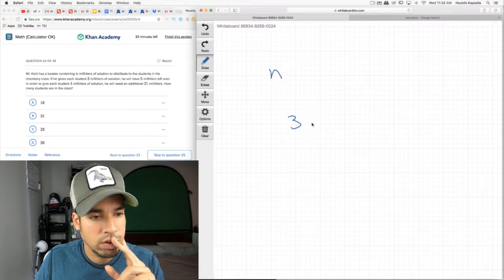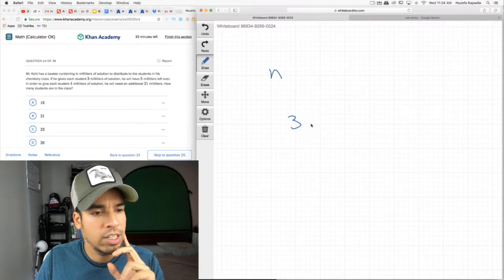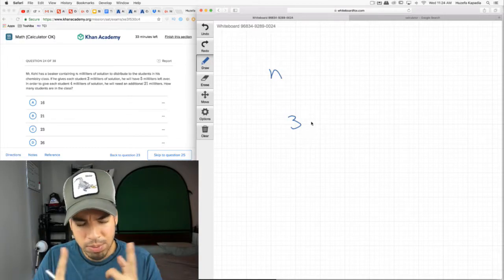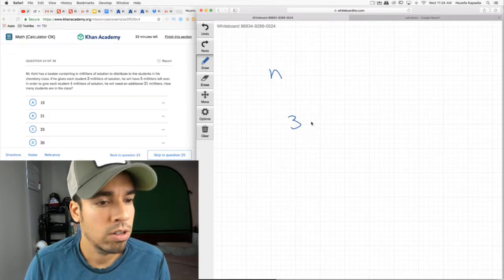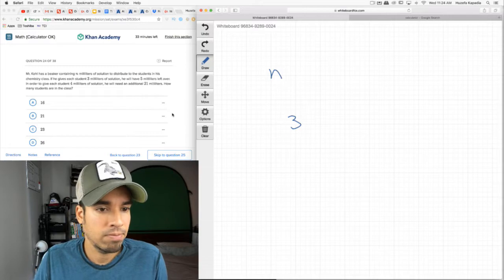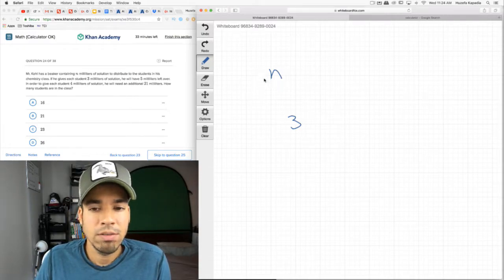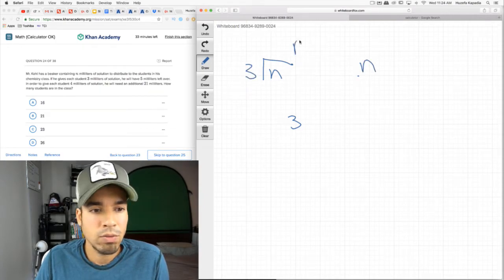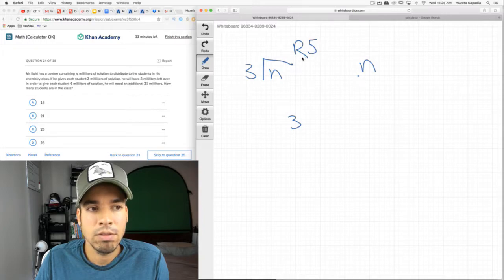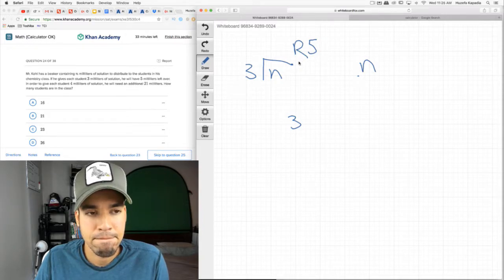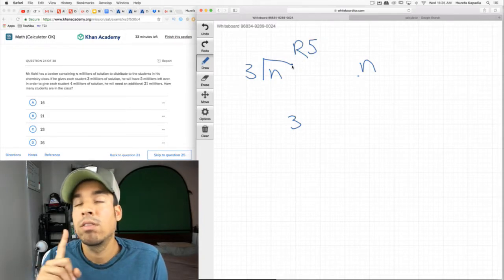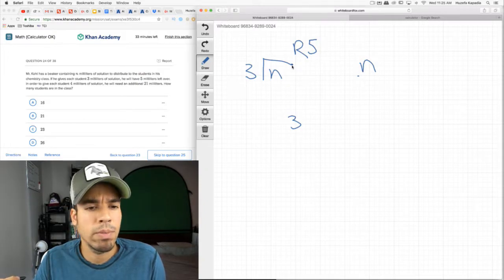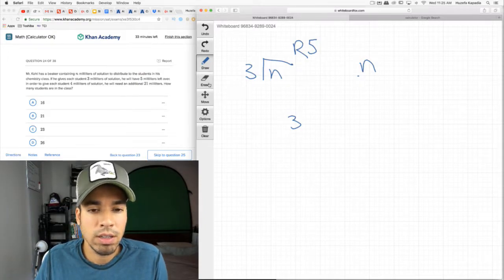Okay, so in order to give each student 4 milliliters, I have to represent this somehow in an expression. So he has n milliliters of solution. So if he divides n by 3, he will have a remainder of 5. Okay. Wait. You can't have a remainder of 5. No, that's not what it's saying.